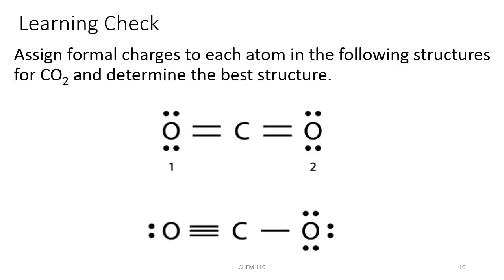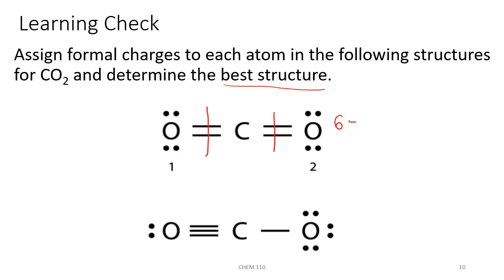Assign formal charges to each atom in the following structures for CO2, and then determine the best Lewis structure. So how I like to determine formal charges is I like to break all of the bonds in half by drawing an imaginary line separating the bonds between the central atom and the outer atoms. And then I use the formula for calculating formal charge. So let's start with the oxygen on the right-hand side. Oxygen on the periodic table is in group 6A. That means that oxygen likes to have 6 electrons around it.